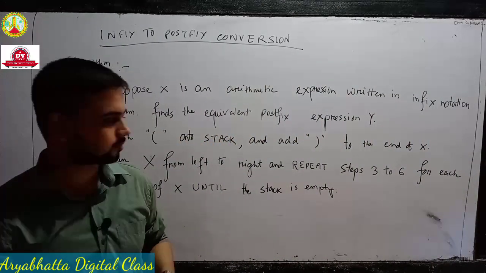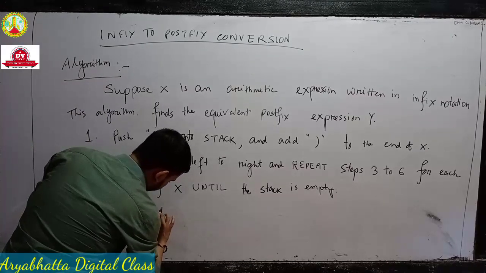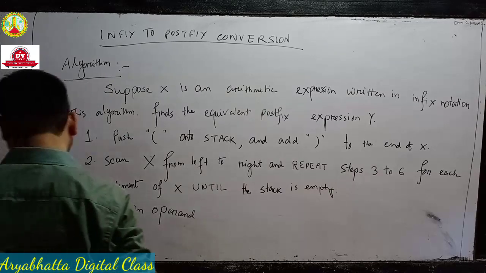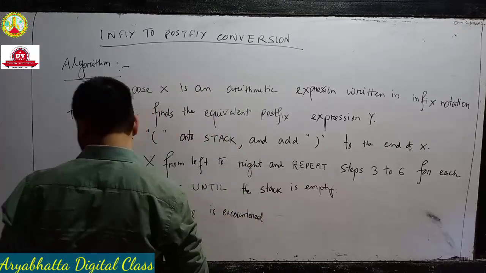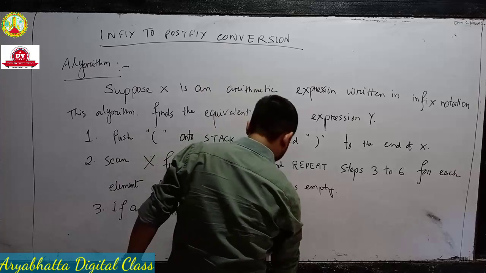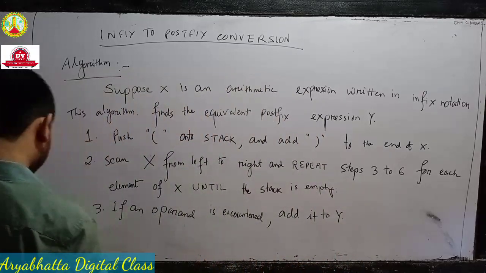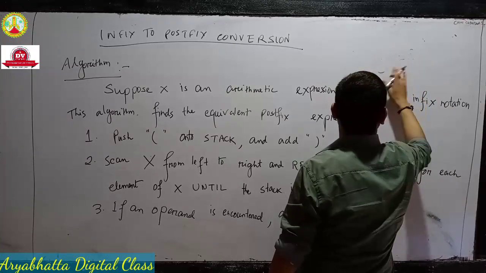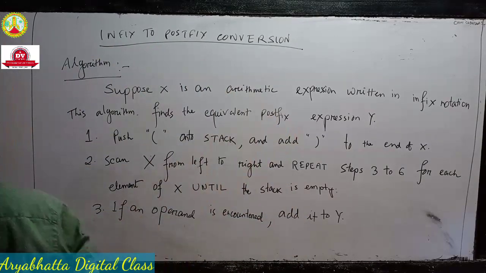In step 3, if an operand is encountered, add it to y. Operand means a variable. Suppose this is the expression a plus b: this is called the operand and this is the operator. You already know this. If an operand is encountered, add it to y. Y means the postfix expression.